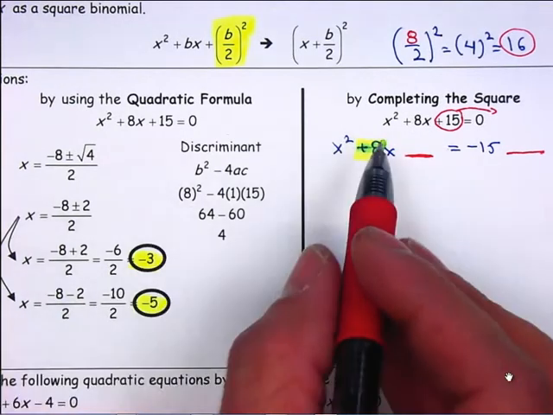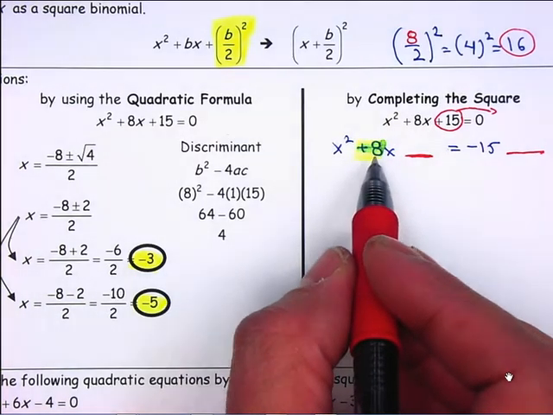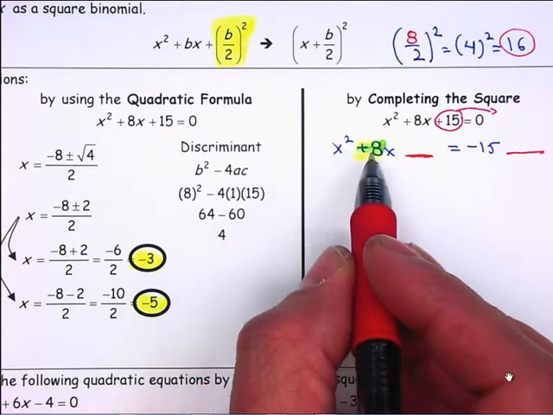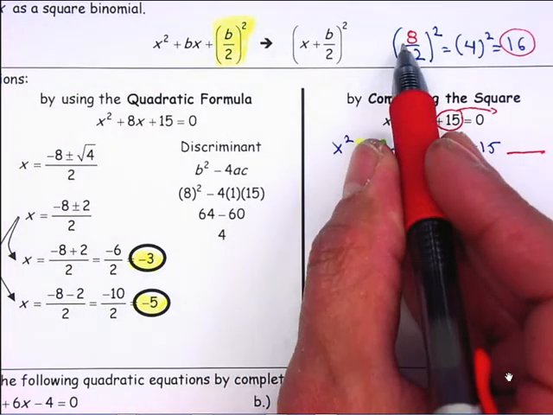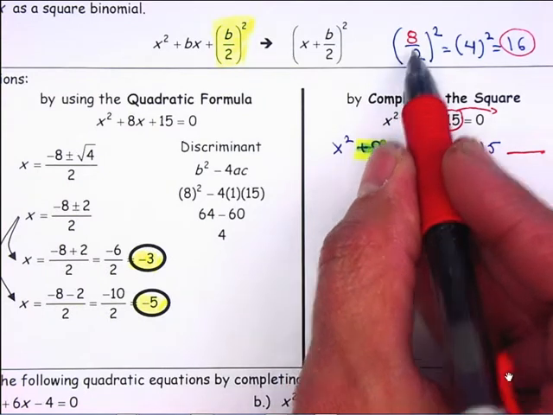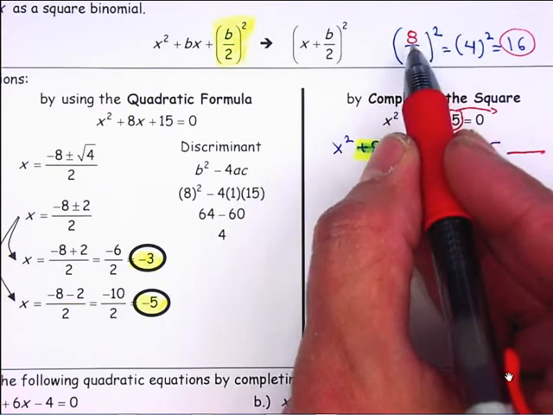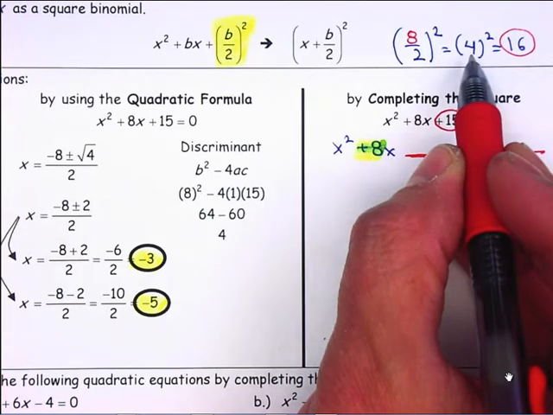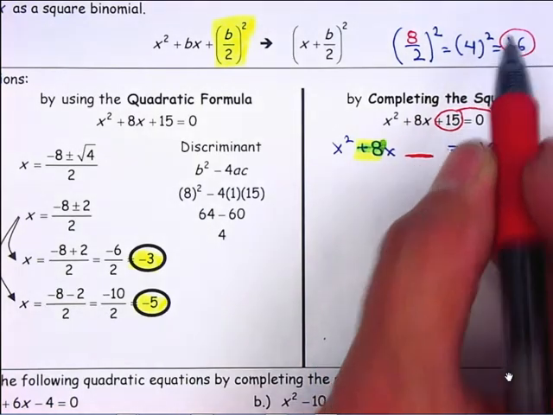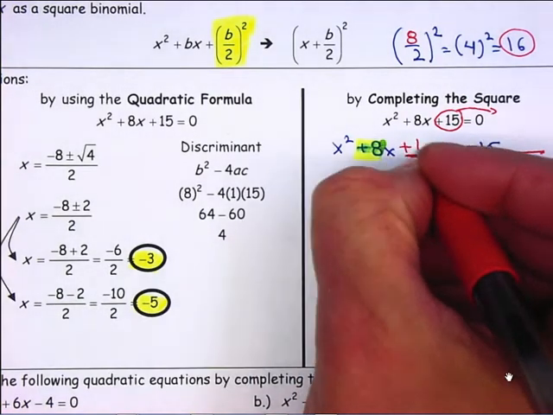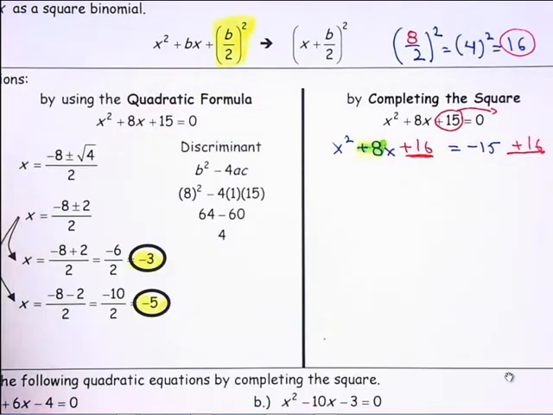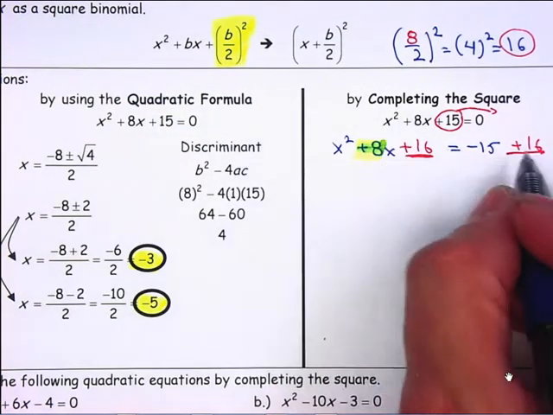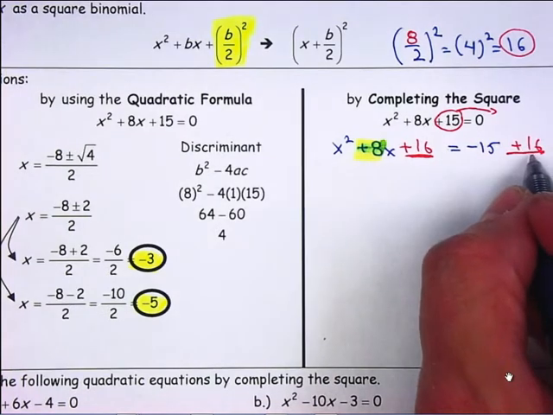So let's go through it again. We're going to take the value of b. Remember, a is 1. We're going to take this number, b, divide by 2, and then square it. 8 divided by 2 is 4, and 4 times 4 gives me 16. I'm going to add 16 on the left, and I'm going to add 16 on the right. A lot of you will forget to add the 16 on the right-hand side.